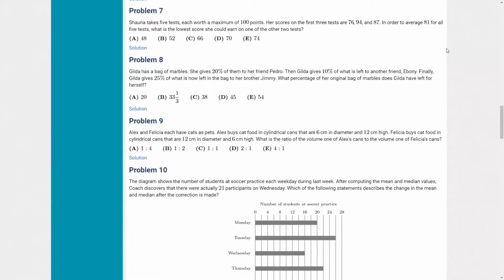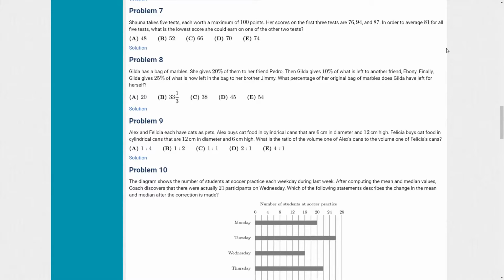Problem number 7. Shauna takes 5 tests, each worth a maximum of 100 points. Her scores on the first 3 tests are 76, 94, and 87. In order to average 81 for all 5 tests, what is the lowest score she can earn on one of the other 2 tests? So in order to make room for her to score the lowest possible mark on one of the 2 remaining tests, she should score the highest possible on the other one.